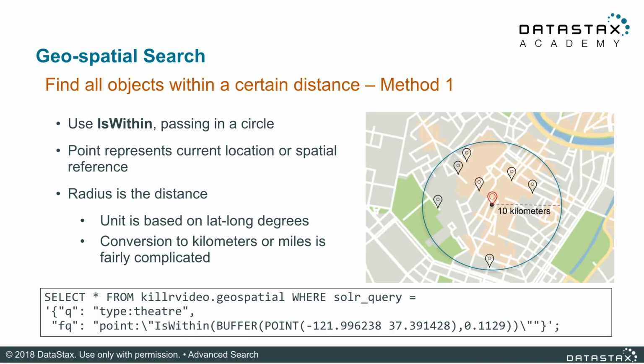In the example here, we are now looking for movie theaters within a 10-kilometer radius of our current location. A point representing the current location is used, along with the distance value, to create a circle. The filter query then uses is within to search for all objects within the circle. Note that the value for the radius is in lat-long degrees and can be fairly complicated to convert to and from for miles and kilometers. We won't get into that here, but do a search on Great Circle Distance if you are interested in the technical challenges.